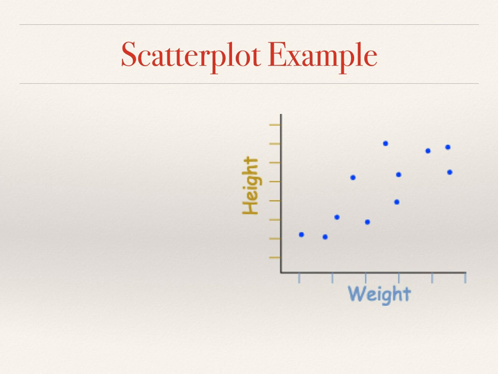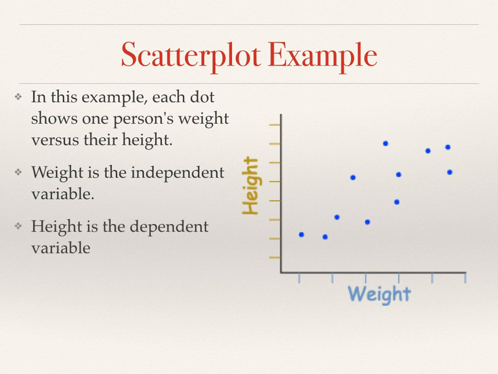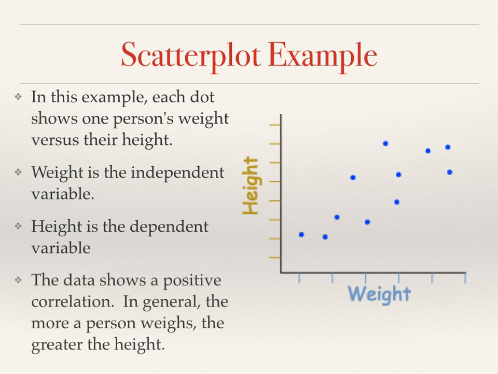In this example, we are comparing a person's weight with their height, and each dot shows one person's weight versus their height. Weight is the independent variable, while height is the dependent variable. And as far as correlation, this data shows a positive correlation. In general, the more a person weighs, the greater their height.